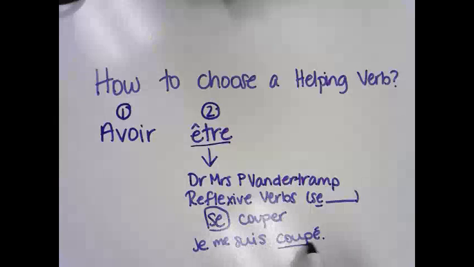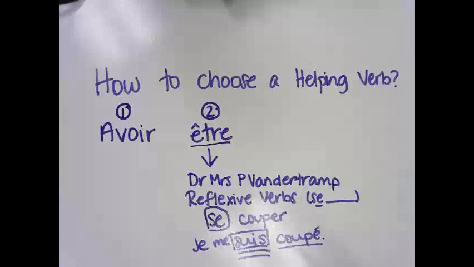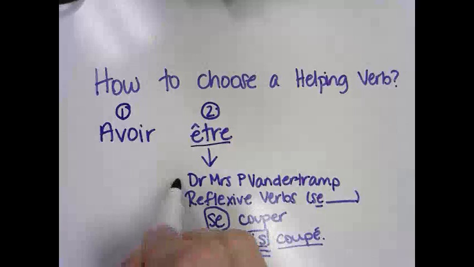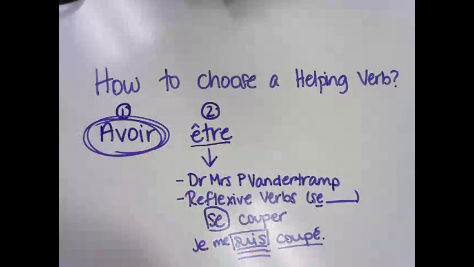Now we'll get to the past participle in a little bit. Don't worry about that right now. But what I want to show you is that because the se couper is reflexive, this helping verb right here is going to be être. Everything else, so everything that does not fall under Dr. and Mrs. Vanderkamp or reflexive verbs, is going to use avoir as your helping verb.